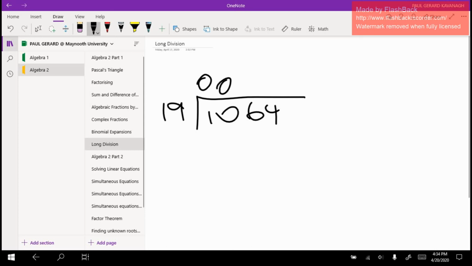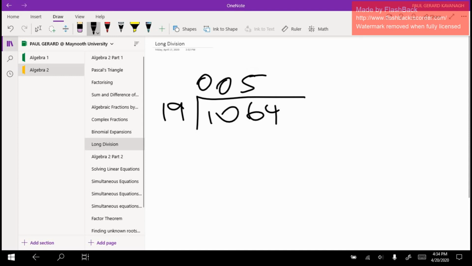So you can get your calculator out and just say 106 divided by 19. If you're doing it in your head, then obviously you're going to know that it is 5. 106, so what am I going to say?